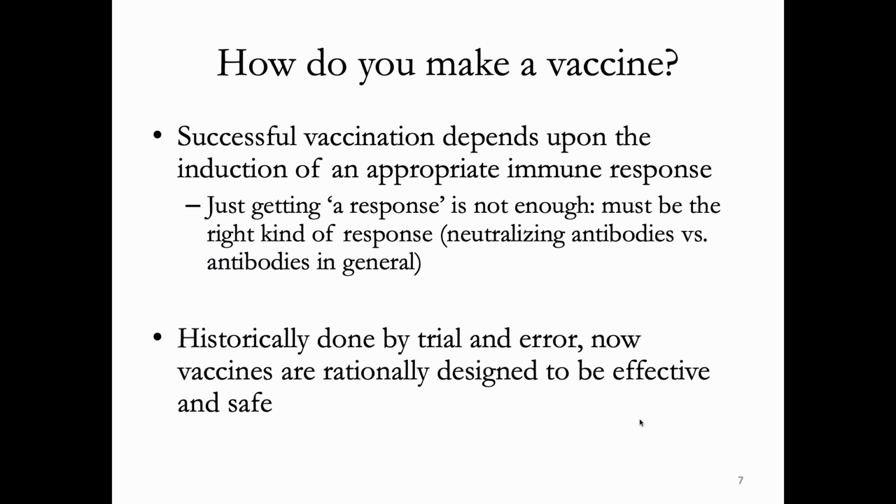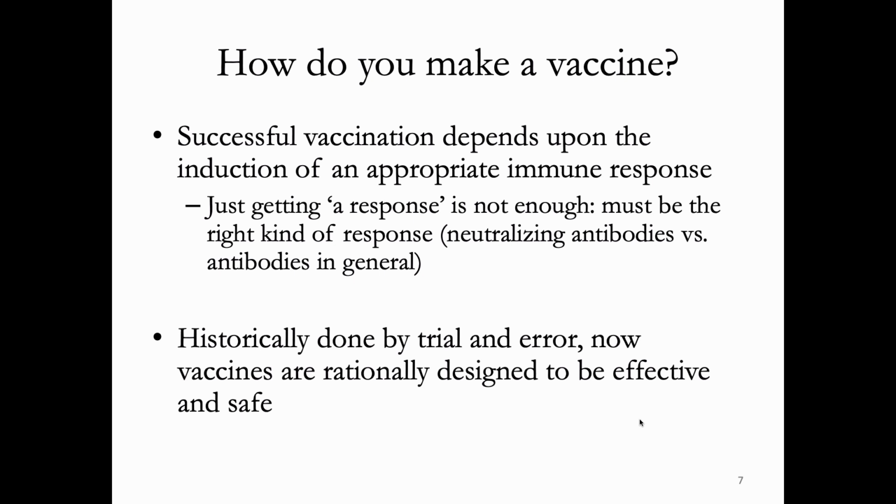So we can also talk about how vaccines are made. Successful vaccination depends on getting the appropriate immune response. As you'll see on the next couple of slides, just getting any old response is generally not enough. You have to have the right kind of response. So maybe if you make any old antibodies, it won't work, but if you make neutralizing antibodies, it will.